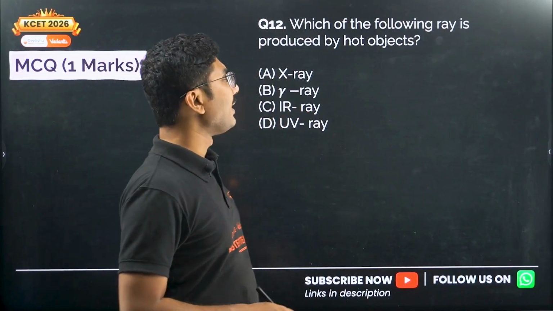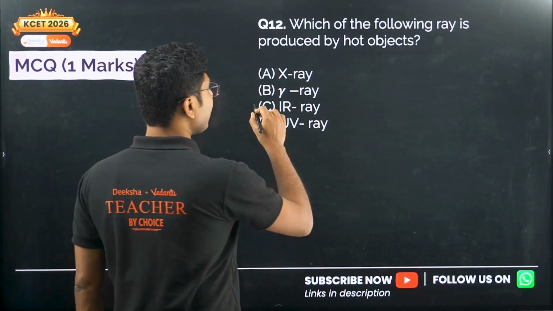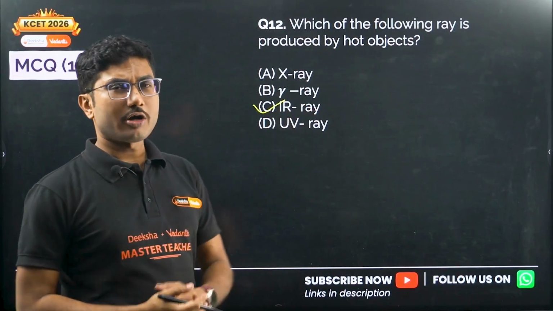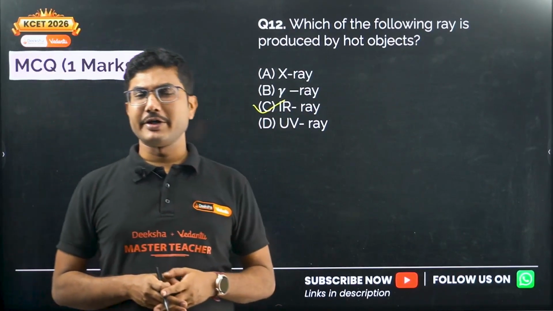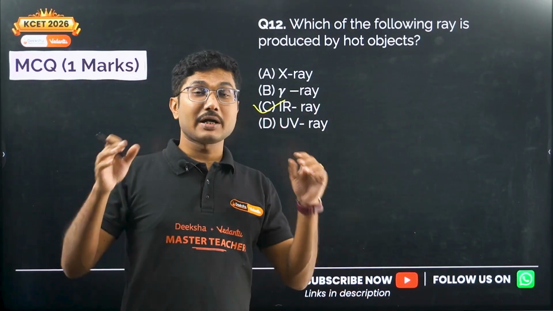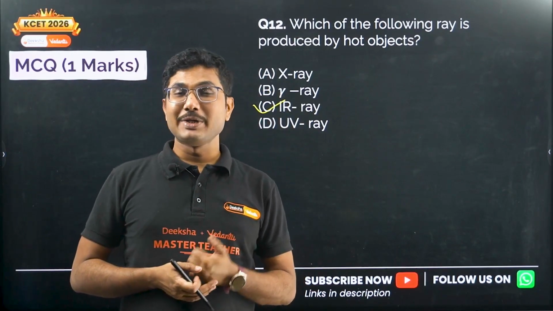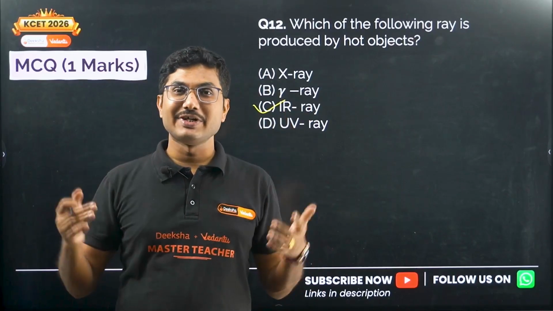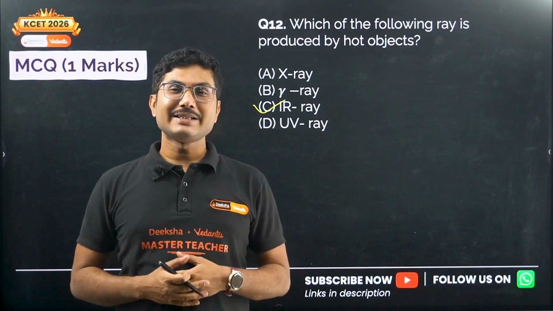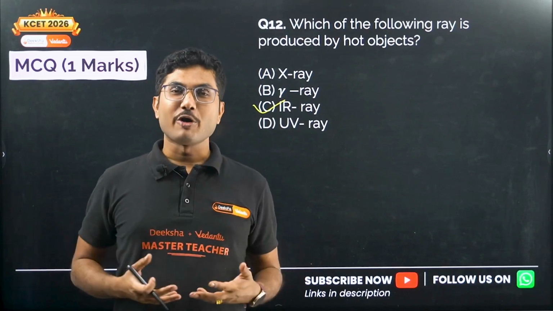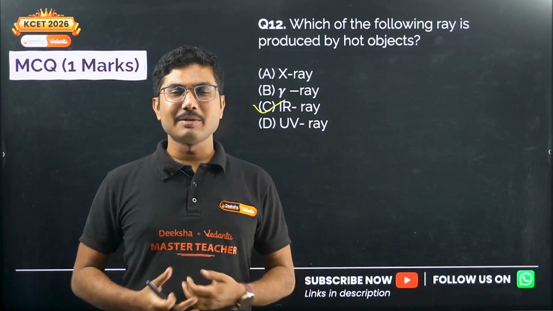Which of the following ray is produced by hot objects? So hot objects produce infrared rays. So our body also emits infrared rays. So even if there is complete pitch dark, if you are wearing an infrared goggle, you will still be able to see me or any object which is radiating heat. Our body is radiating heat, right? We are eating, we are digesting the food. Because of that, our body is producing heat, and that heat is being radiated by our body.